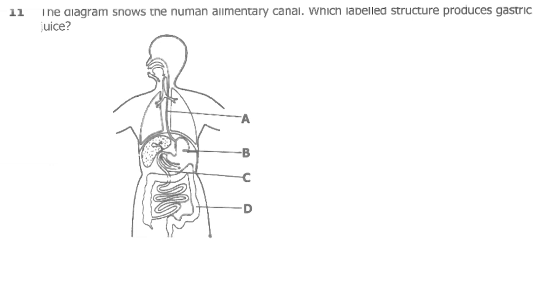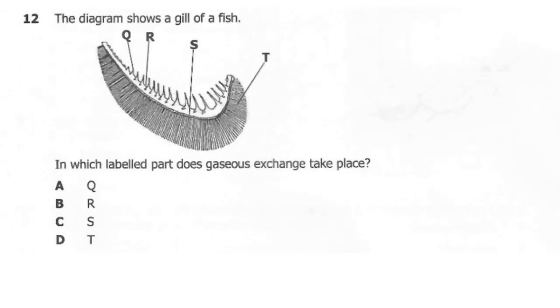Question number 12. The diagram shows a gill of a fish. In which labeled part does gaseous exchange take place? A, Q, B, R, C, S, D, T. So our answer will be D, T. Gaseous exchange takes place in the gill filaments. So T is the gill filaments. That's where gaseous exchange takes place.